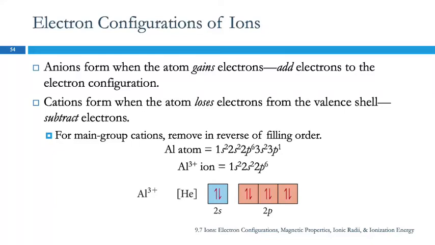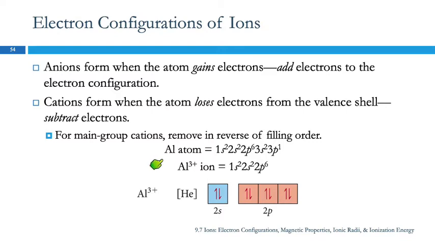Electron configurations of ions. Anions gain electrons, which means we're adding electrons to their electron configuration. We need to be able to write an electron configuration for an ion. Cations are formed by losing electrons, so we have to subtract electrons from the electron configuration, and they will be subtracted from the valence shell.